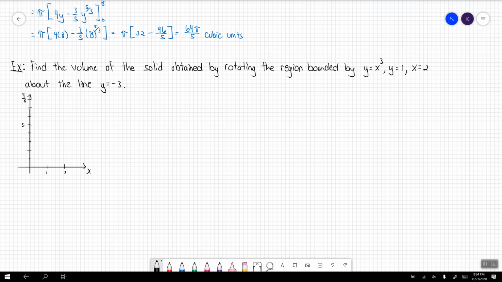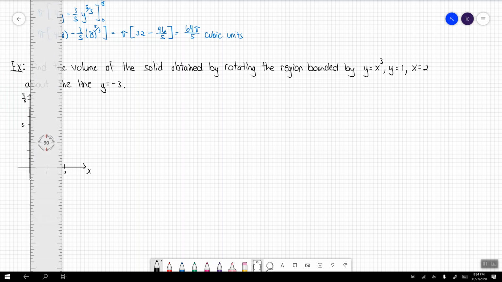Here's that next question that says that we have to find the volume of the solid obtained by rotating the region bounded by y is equal to x cubed, y is equal to 1, x is equal to 2, and we're going to rotate this about the line y is equal to -3. There's a lot going on here, so let's start unpacking all of this.